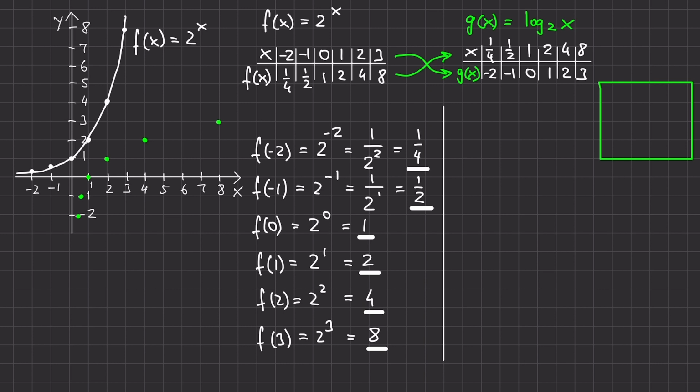Connecting the points with a smooth curve gives us the graph of g of x equals log base 2 of x. The graph of the inverse can also be drawn by reflecting the graph f of x about the line y equals x. Let me show you an alternative way to find the coordinates of g of x.